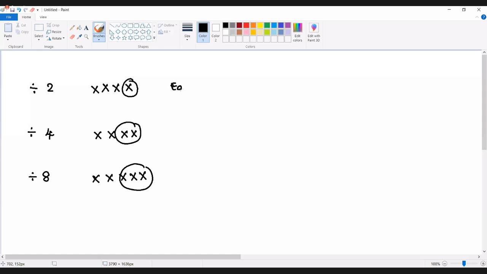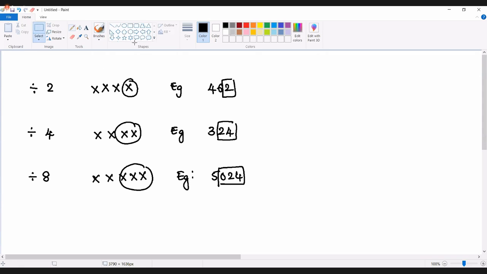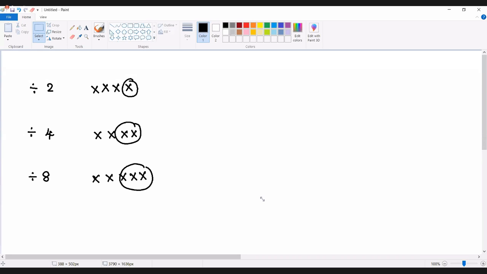Let me take an example. 462, divisible by 2? Another example: 324, is it divisible by 4? Check the last 2 digits. If the last 2 digits are divisible by 4, we can say the entire number is divisible by 4. 5024, is it divisible by 8? You can check the last 3 digits. Is 024 divisible by 8? Like that, for any number's divisibility, you can use this kind of rule and find out. 2, 4, 8 follow the rule: 2 is the last 1 digit, 4 is the last 2 digits, 8 is the last 3 digits.